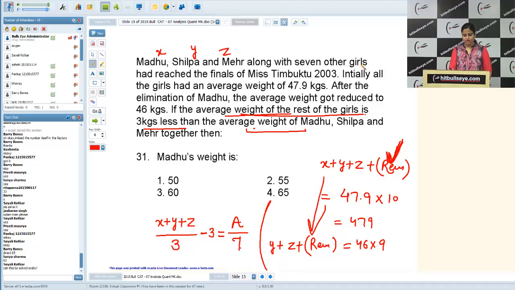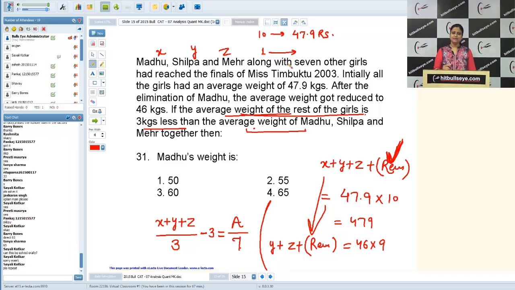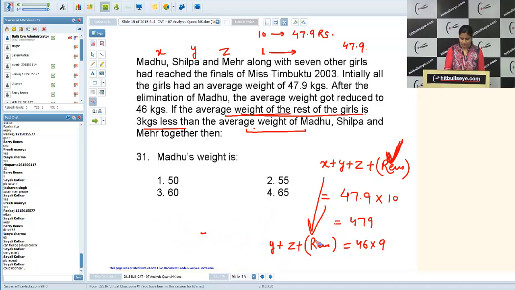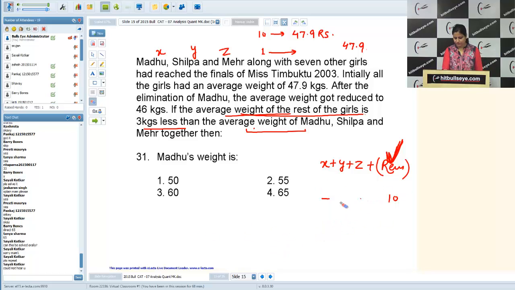See, whenever you have a sum on average, you convert this into monetary terms. So we are considering that there are 10 girls. They have 47.9 rupees in their pockets. Is it okay, Sayali? One girl is moving out. If one girl is moving out with the same money, 47.9 only, then the remaining average will be 47.9 only. Are you getting me? Once again, let us see. You could go by logic as well. No need of equation in this.